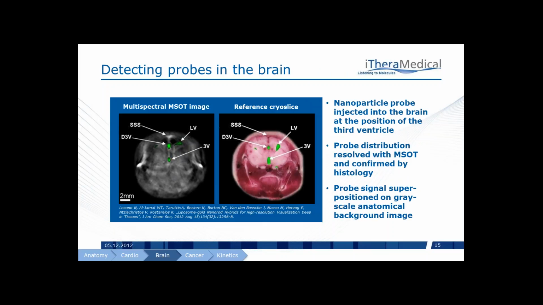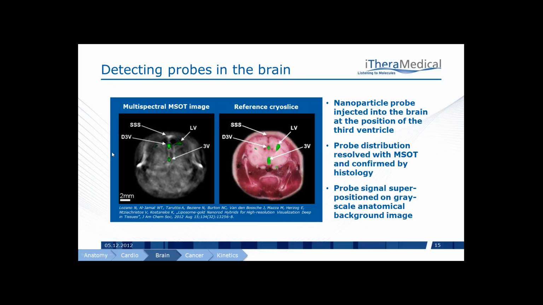In the next experiment that we did, we injected a molecular probe into one of the ventricles of the brain so that we could produce a complex distribution of a molecular probe and see how MSOT performance would compare to ex vivo fluorescence imaging following cryosectioning. So this molecular probe, which was ICG encapsulated into liposomes, was injected into the dorsal third ventricle. At different slices in the brain, this dorsal third ventricle is connected to the lateral ventricles on each side and also the third ventricle at the base of the brain.